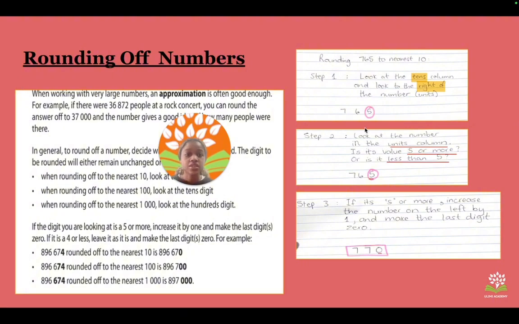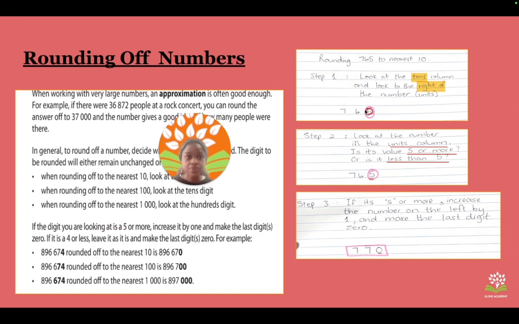So we look at the 5. And is that 5 or more, or 4 or less? So once you look to the right, is that number 5 or above, or 4 or less? As you can see, it's 5 or above. And what do you do when it's 5 or above? Let's look here. If the digit you are looking at is a 5 or more, increase by 1 and make the last digit 0. So because this 5 is 5 or more, we have to increase the number in our tens column, okay, by 1, and then we change that to 0.